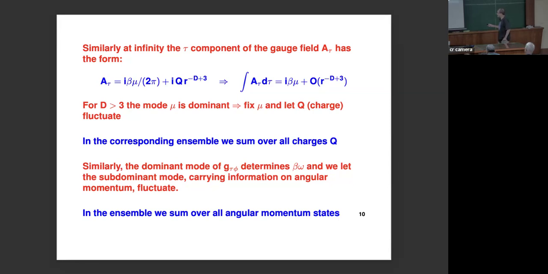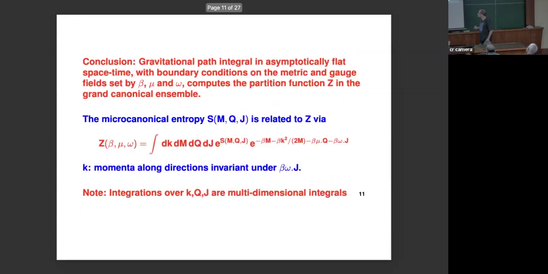And similarly, one can do an analysis of the g tau phi. Again, the dominant part of g tau phi has to be fixed. We have to let the subdominant part fluctuate, and that basically means that the angular momentum we have to allow to fluctuate, and we keep the omega fixed, the chemical potential. So the conclusion then is that in asymptotically flat d-dimensional spacetime, the gravitational path integral with boundary conditions on the metric and gauge fields are set by beta, mu, and omega. And what it computes is the partition function Z in the grand canonical ensemble.